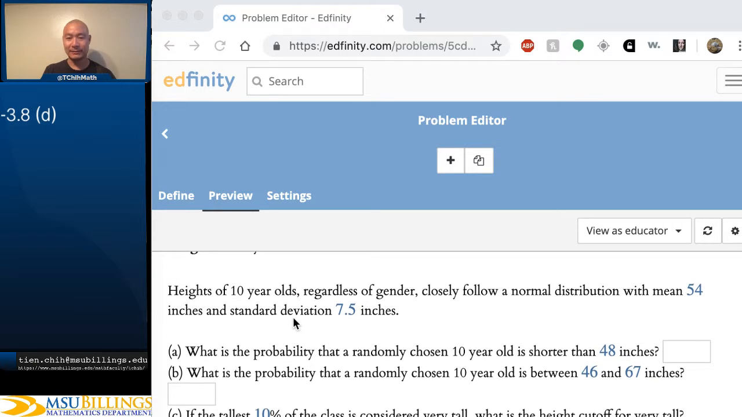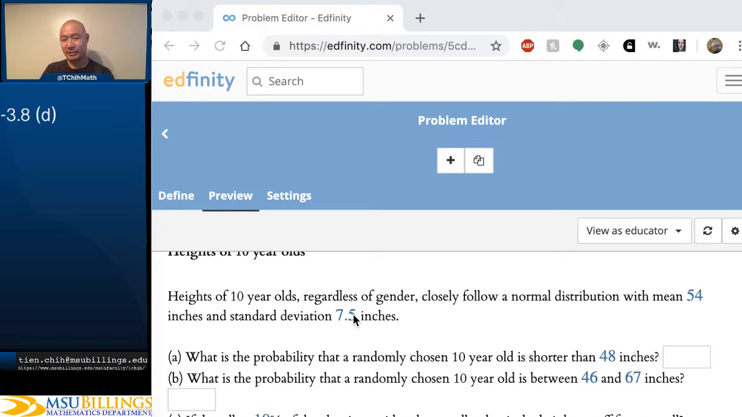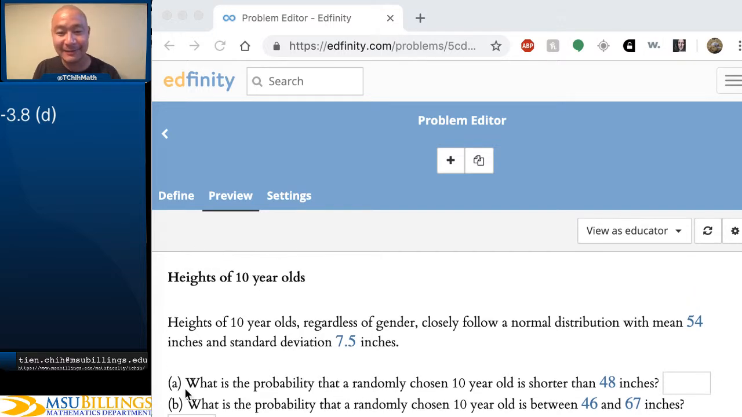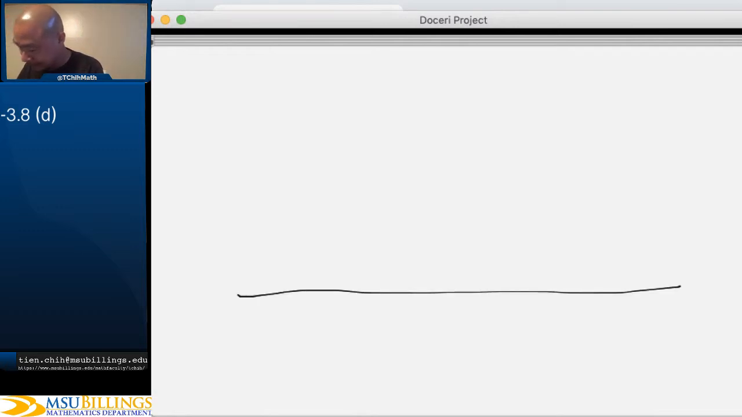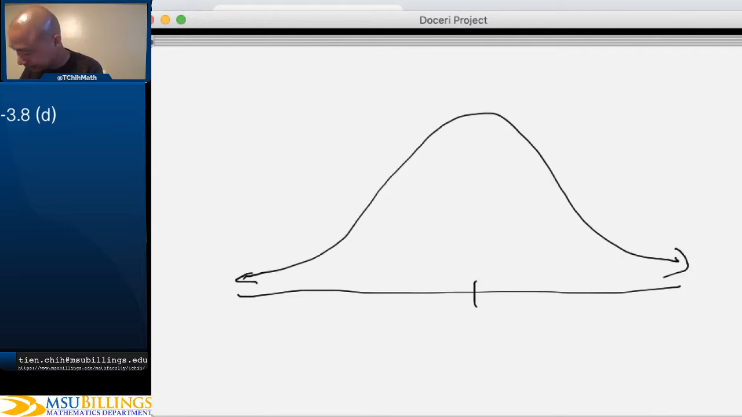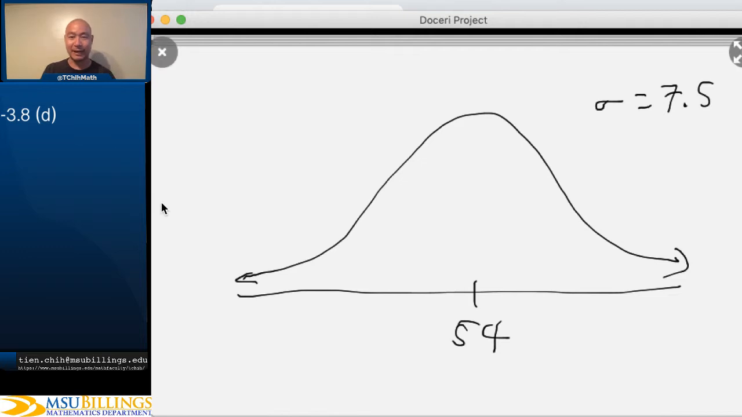So what we have here is the setup. We have 10-year-olds who, regardless of gender, follow a normal distribution with average height 54 inches and a standard deviation of 7.5 inches. And so, right away, before I even look at any of these parts, the thing that you should automatically do on your own scratch paper or wherever you're working is draw your curve. Be like, all right, here's my curve, here's 54 here, right? And then my standard deviation is 7.5. All right, great. I got all of that down.